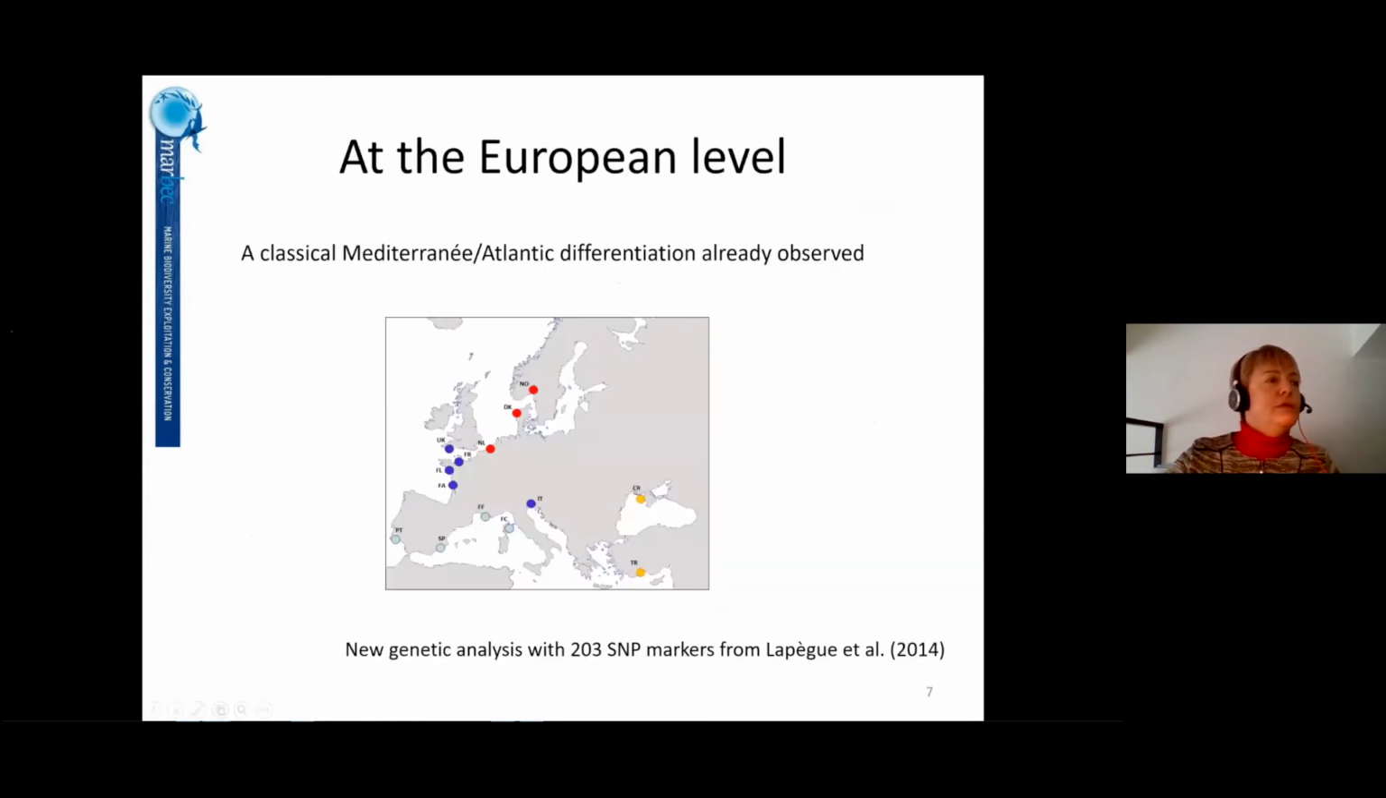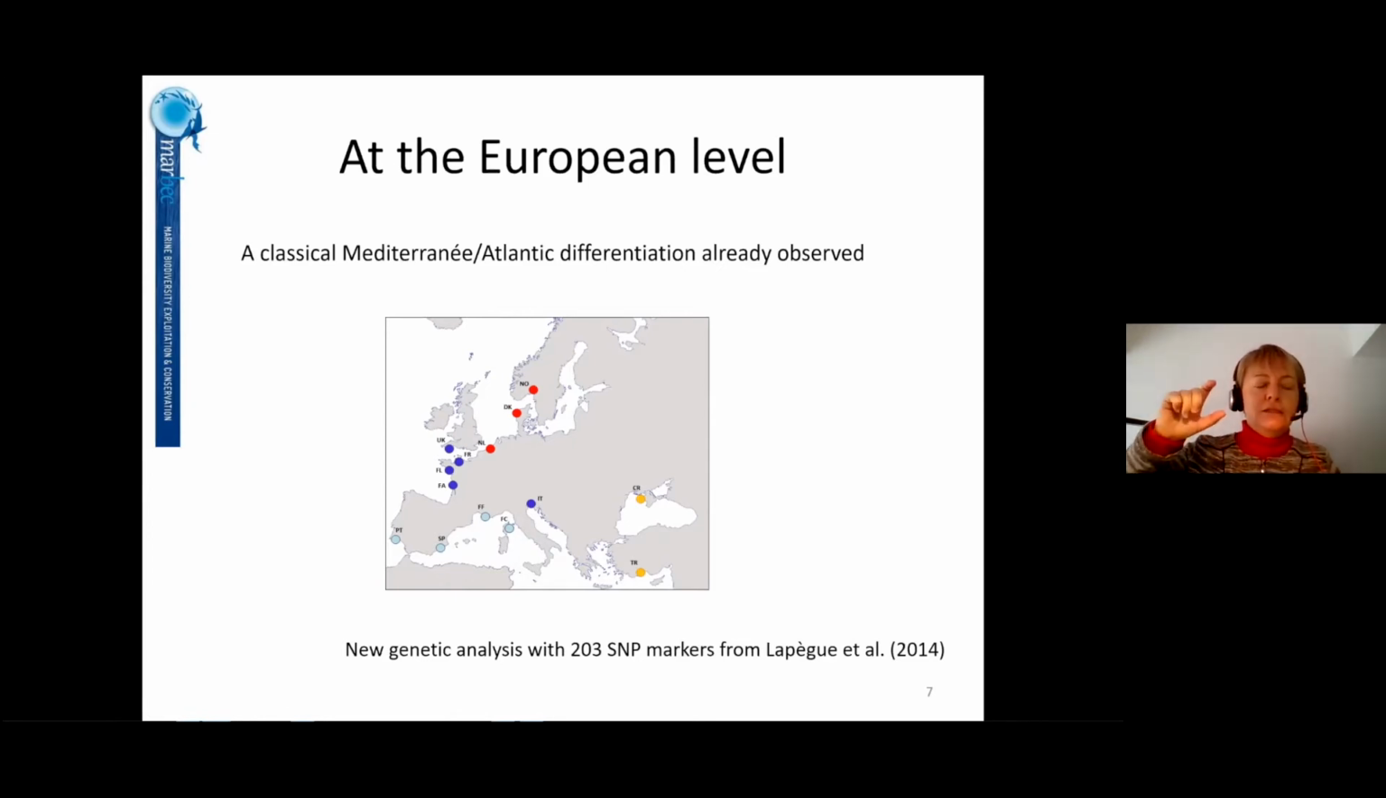What we knew before is that we observed a classical Mediterranean-Atlantic differentiation, a weak one, but still significant. We observed that with microsatellite markers or mitochondrial markers. And we decided to deepen this question by using more markers that we had developed a few years ago. For the results I will present now, we have been using 203 SNP markers.